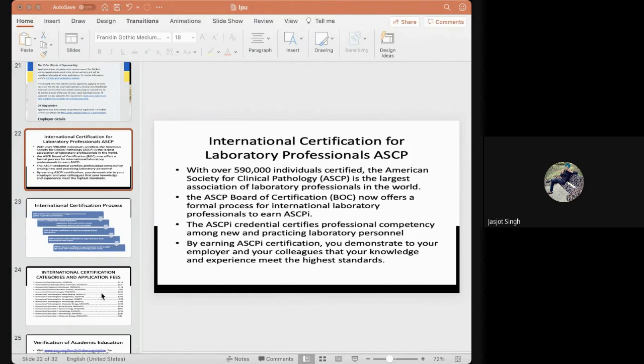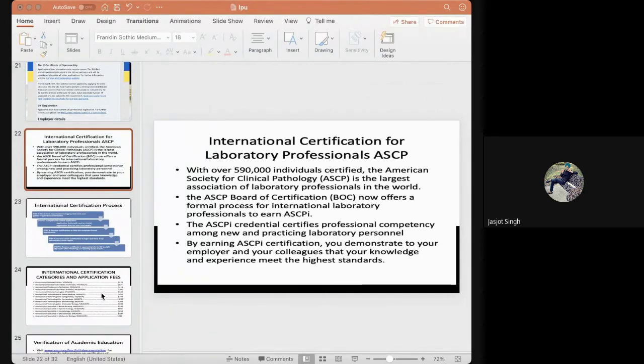Jyot? Yes, sir. Go ahead. When you are applying for jobs, if you have done a 4-year BSc or a 3-year BSc, does it differentiate in the selection process, or is it the same? No, it does not. When you apply for a job, there would be two different categories. One would be medical lab technician, and the other will be either medical technologist, medical lab scientist, or clinical lab scientist. These three designations are almost the same.